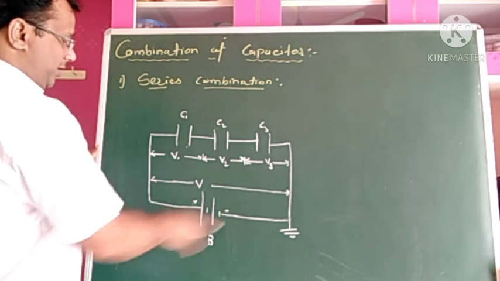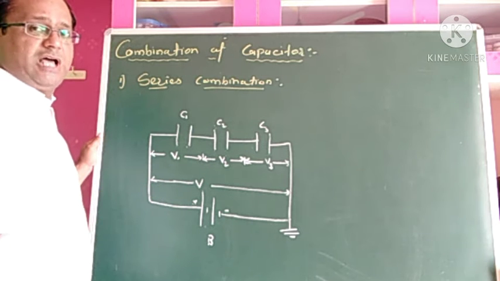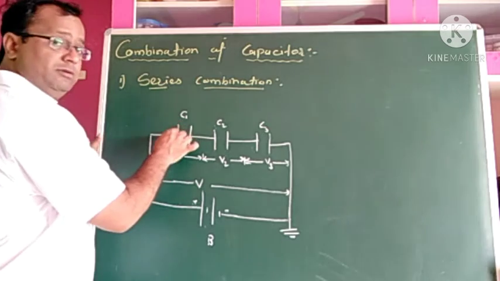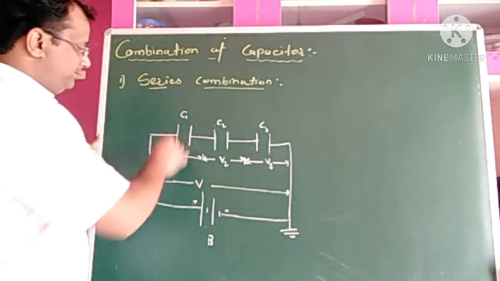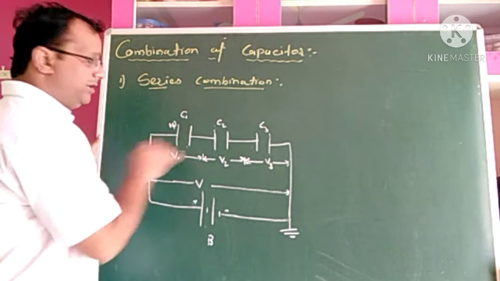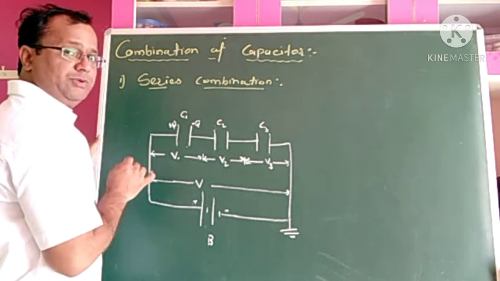But due to this potential, the current flowing through these capacitors is the same. It means that the number of charges deposited on each plate is the same. Simply, on the first plate positive charges are deposited, and on the second plate negative charges are induced.